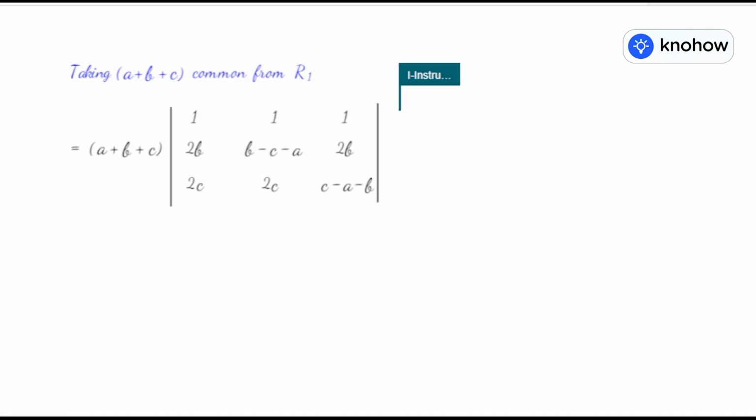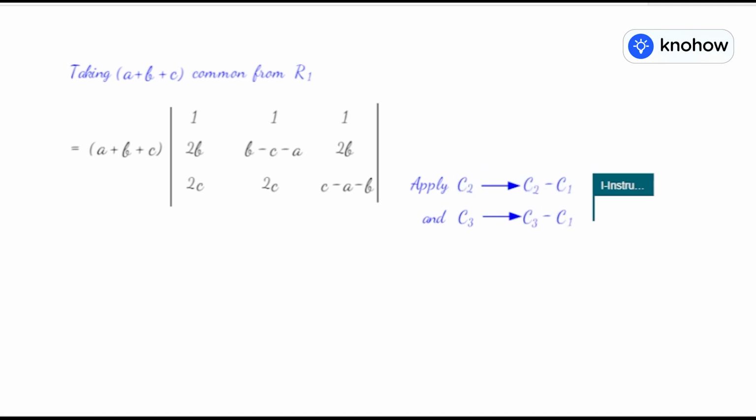In the previous question, when you had the elements of C1 as 1, 1, 1, we said R2 minus R1, R3 minus R1. And now if the elements of a row are 1, 1, 1, then we will take column 2 minus column 1 and column 3 minus column 1. That's how you will get two zeros. So we change C2 to C2 minus C1, and C3 to C3 minus C1. Of course, the value of the determinant has a plus b plus c already outside, and now we apply C2 minus C1 and C3 minus C1.